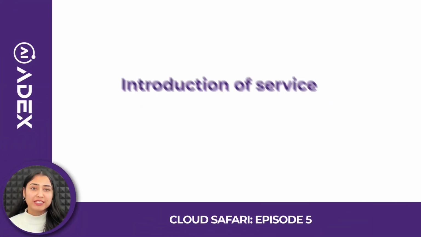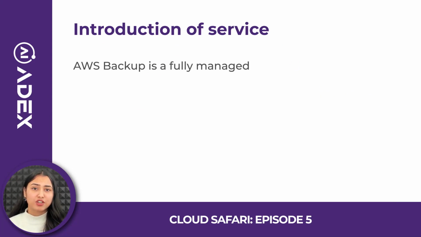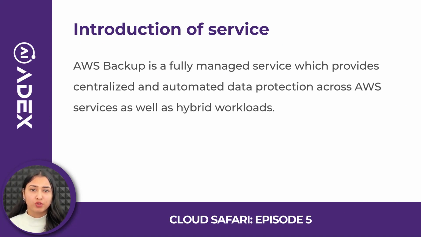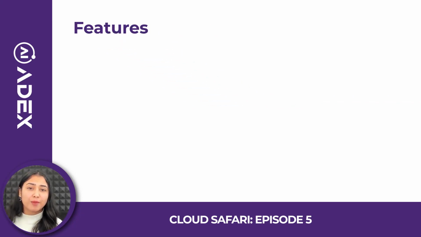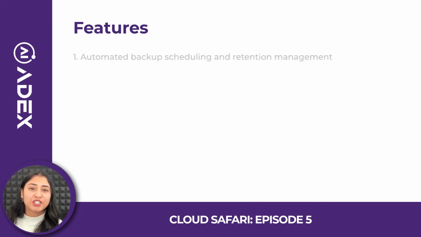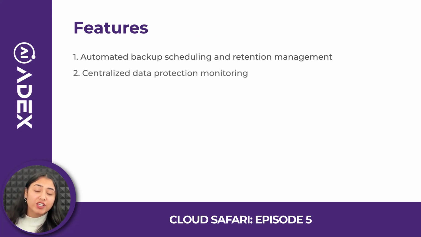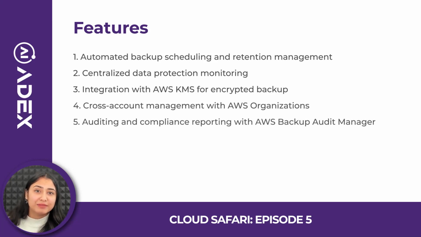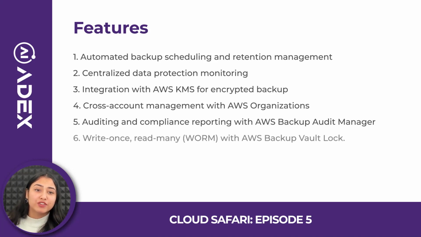So let's start with this introduction. AWS Backup is a fully managed service of AWS which provides centralized and automated data protection for AWS services as well as hybrid workloads. Talking about its features, the main features are automated backup, scheduling and retention management, centralized data protection monitoring, integration with AWS KMS for encrypted backup, cross-account management with AWS Organizations, auditing and compliance reporting with AWS Backup Audit Manager, and write once, read many features with AWS Backup Vault Lock.